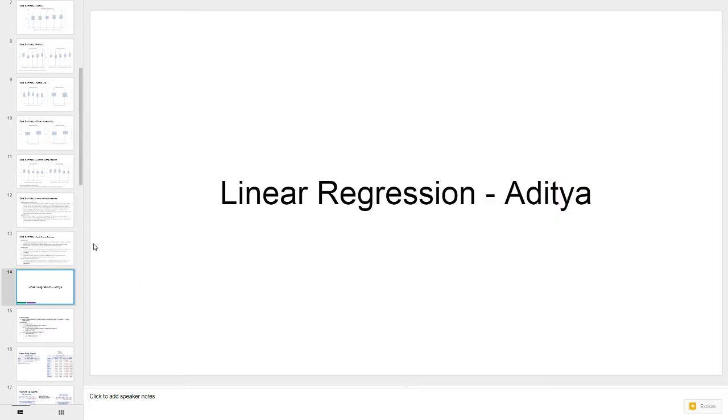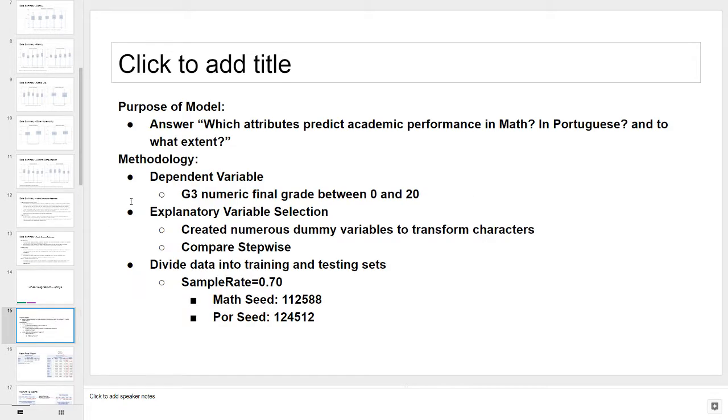All right, I did the linear regression section for this project. The purpose of my model was to answer the question, which attributes predict academic performance in math or in Portuguese class, and to what extent do they actually make this prediction. My dependent variable was G3, a numeric final grade between 0 and 20. And I created numerous dummy variables to transform characters.